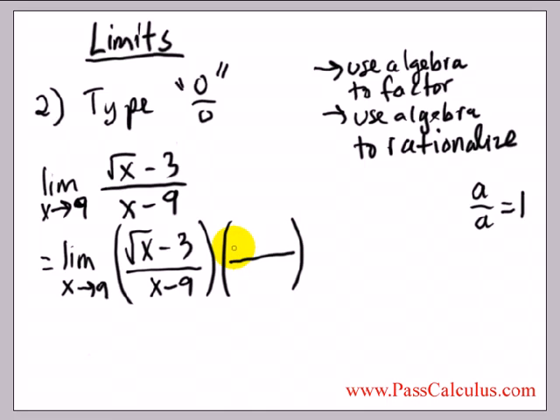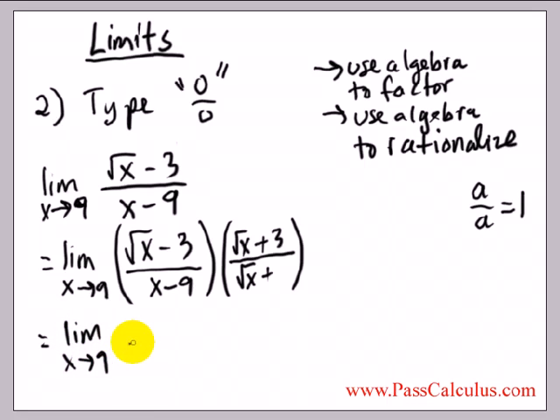So what I'm going to do is I'm going to go root x plus 3 on top and bottom. Has to be the same thing on the top and bottom, because you know what? This expression here, this is really just equal to 1. It looks pretty strange, but it really is just equal to 1. And let's multiply that out now and see what we get.